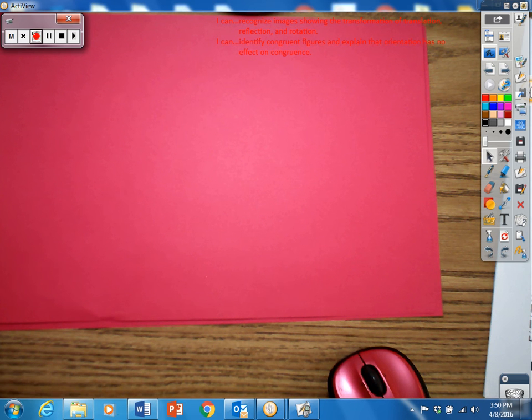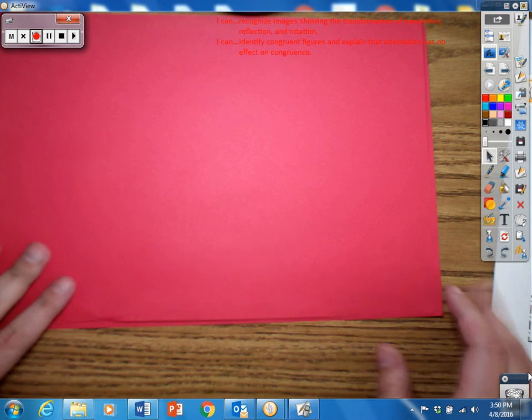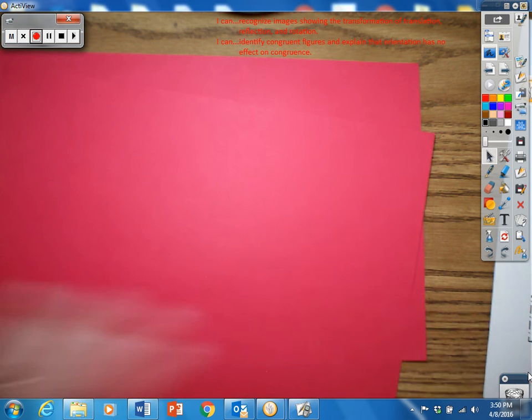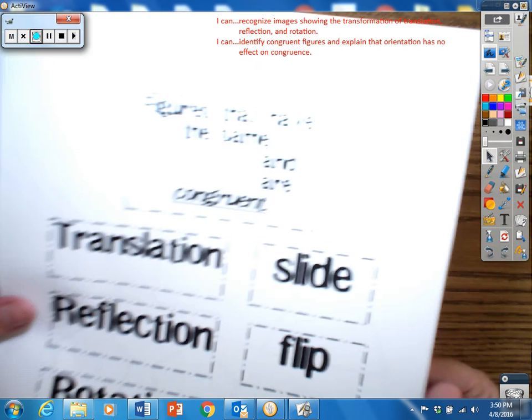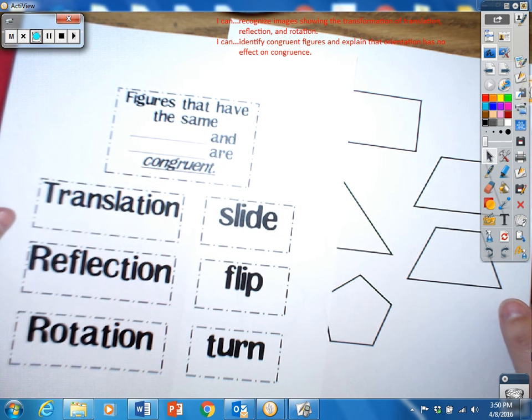Okay, today we are going to be working with the I can statements of I can recognize images showing the transformation of translation, reflection, and rotation, as well as I can identify congruent figures and explain that orientation has no effect on congruence. So you should have 2 pieces of red paper as well as your 2 pages of transformation information. We're going to start with the red paper.